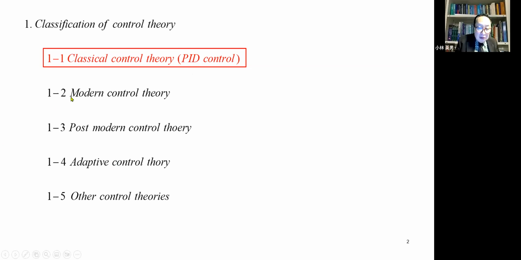102, modern control theory. 103, postmodern control theory. 104, adaptive control theory. 105, other control theories. Today, I'm going to explain about the first stage, 101, classical control theory. This is classical, but this control theory is used widely in the world up until now.